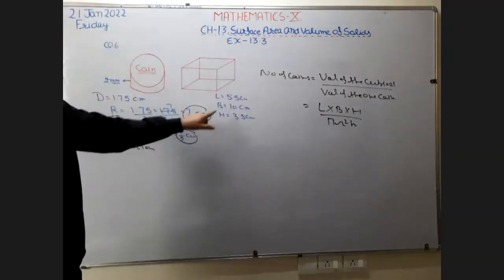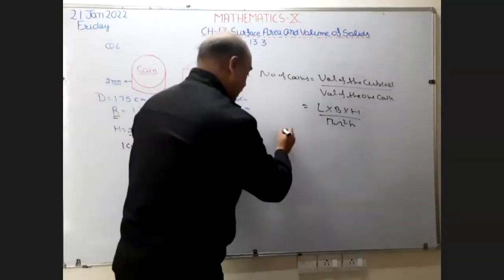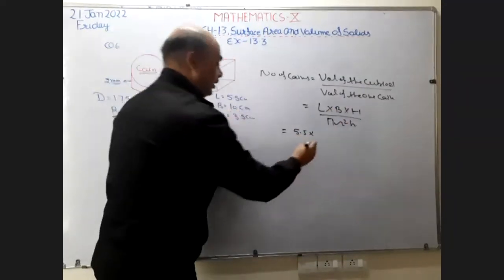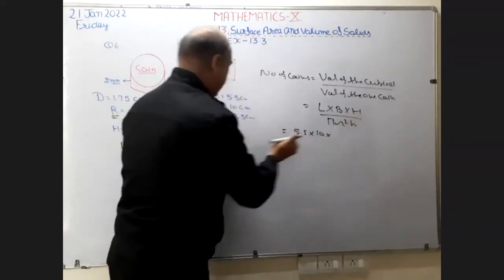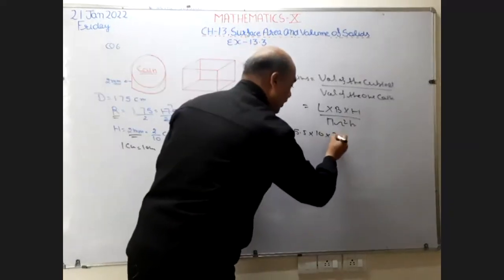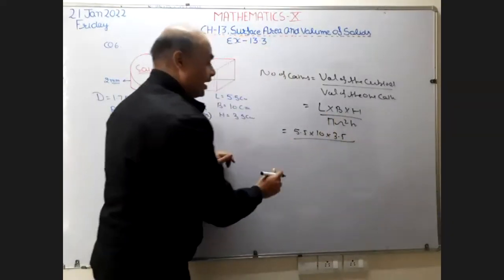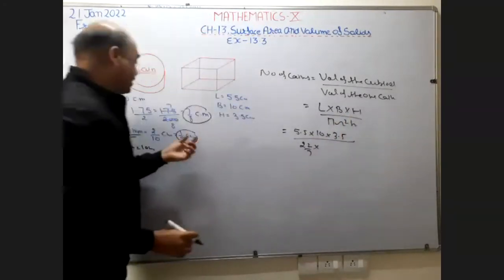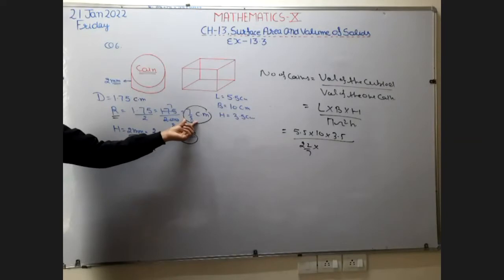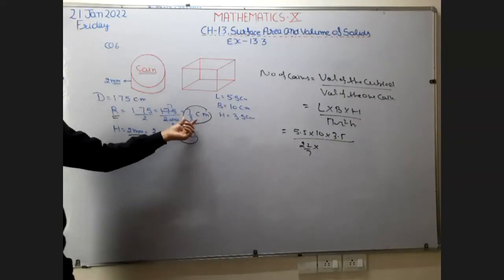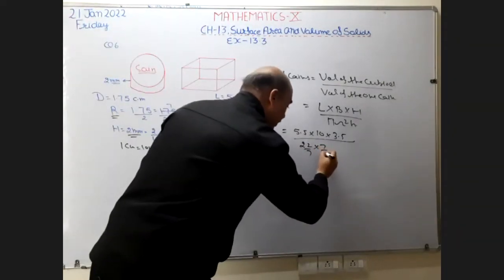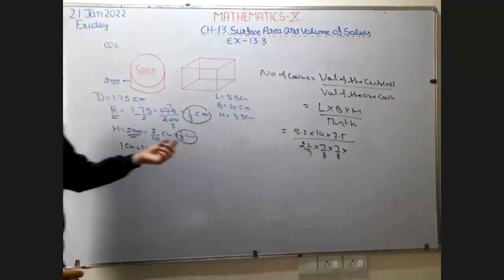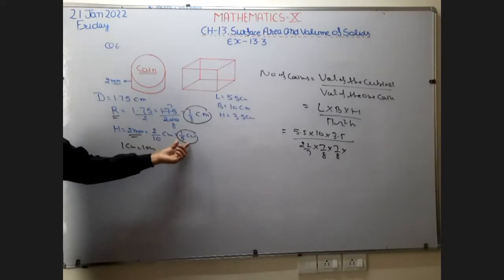Okay. Now what is the length? 5.5. So right here 5.5. What is the breadth? 10 centimeter. Right here 10 centimeter. What is the height? Height is given as 3.5. So right here 3.5. After that, the value of pi is not given, so use 22 by 7. After that, r square. What is the radius? The radius of the coin is 7 by 8 centimeter. So I want to use this value. I write here 7 by 8 into 7 by 8 into the height. The height of the coin is 1 by 5 centimeter. So use this height.